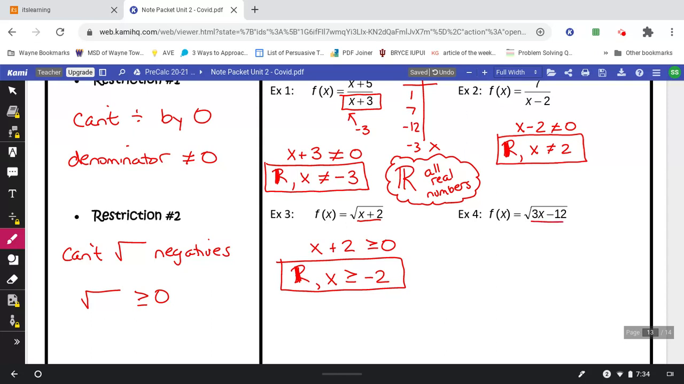Problem number 4, the 3x minus 12, I have to make sure that that is greater than or equal to 0. So you're always using that same symbol for these. If you see the square roots, you're going to be using greater than or equal to 0. The rule doesn't change. Add 12 to both sides and divide by 3. So if I was going to make a t-chart and start graphing these, I would want to use numbers from 3 up.